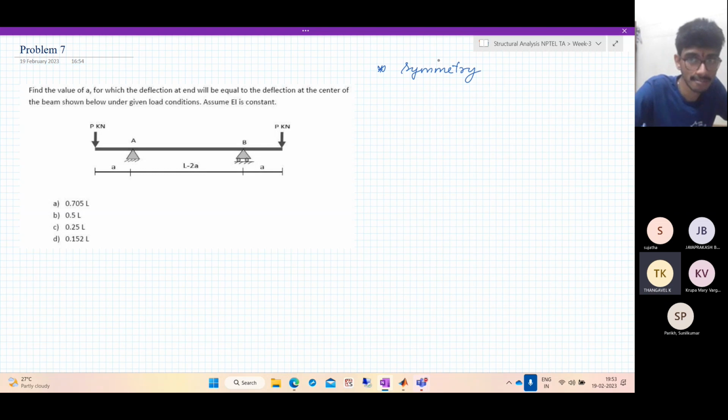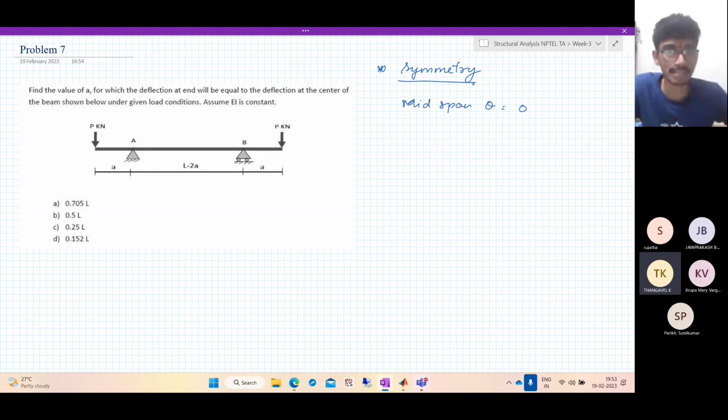If it is symmetric, you know that at the midspan, as we already saw, the slope is equal to 0. It has to be 0. If it is not 0, then the deflection will not be symmetric. So how will it deflect? It will deflect something like this.